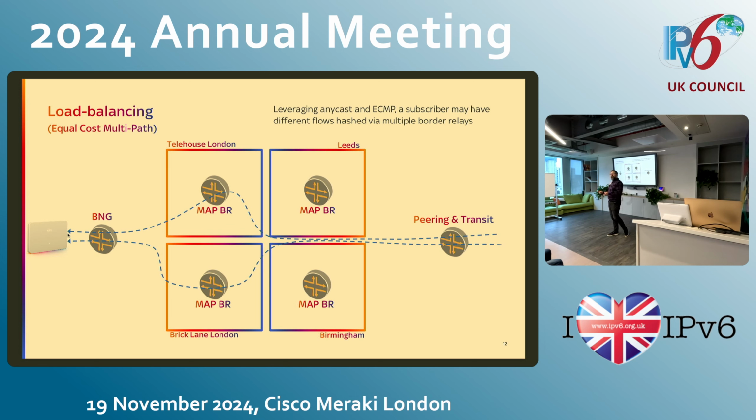And now, because it's stateless and because we're using anycast, we can also use ECMP for load balancing. So multiple flows to the same subscriber can be hashed differently and go via different border relays.